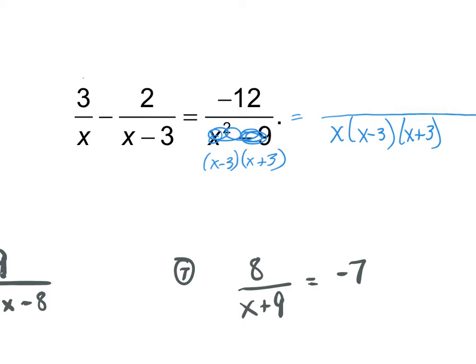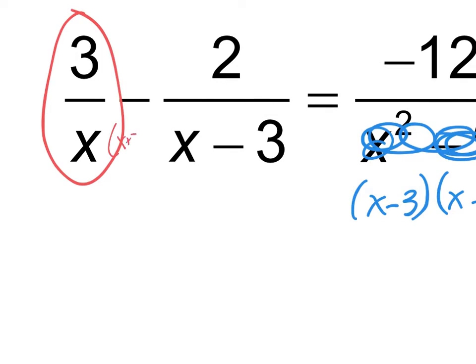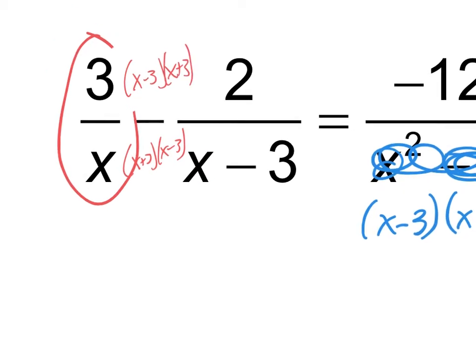So I look at this first fraction. Look at everything separately. It already has an x in the denominator. It's missing these two pieces. So would you guys agree with me? I would have to multiply the bottom here by x plus 3 and x minus 3. What you do to the bottom of a fraction, you do where? To the top. So I would multiply the top by x minus 3 and x plus 3. And we'll do that in a second. But it now is equivalent.